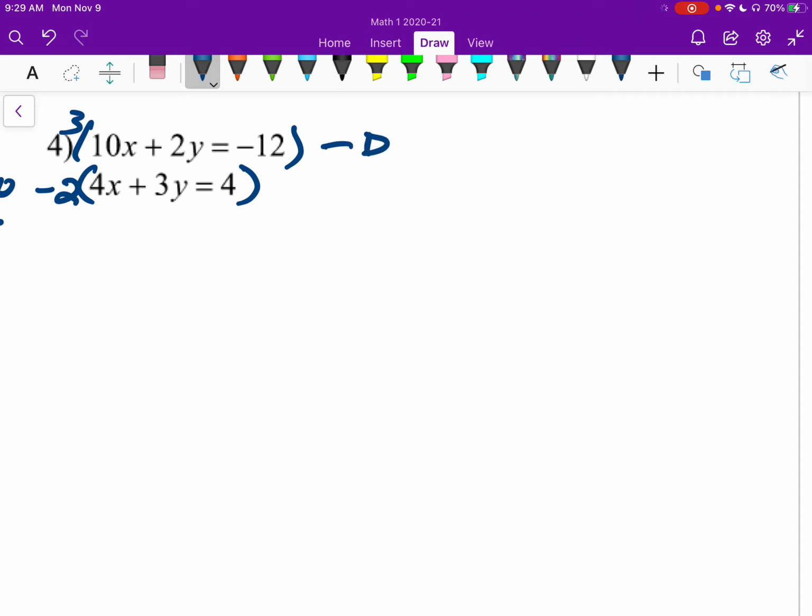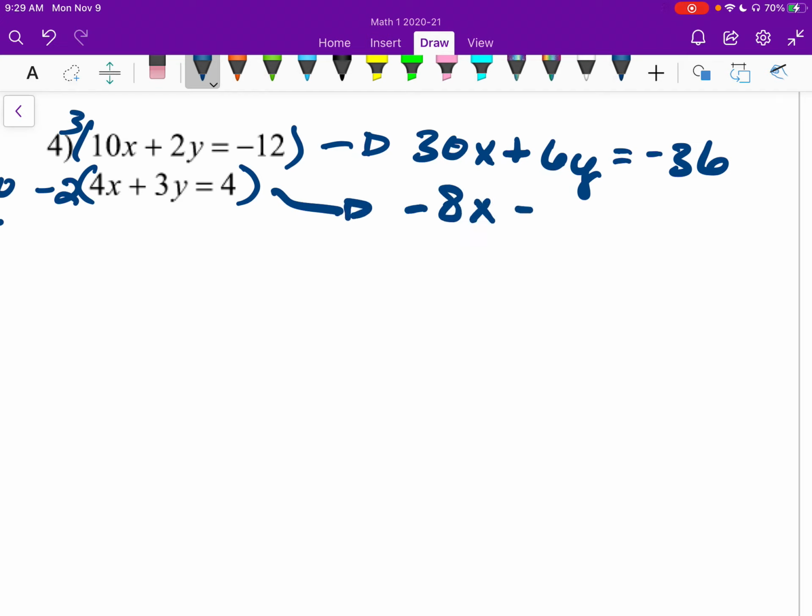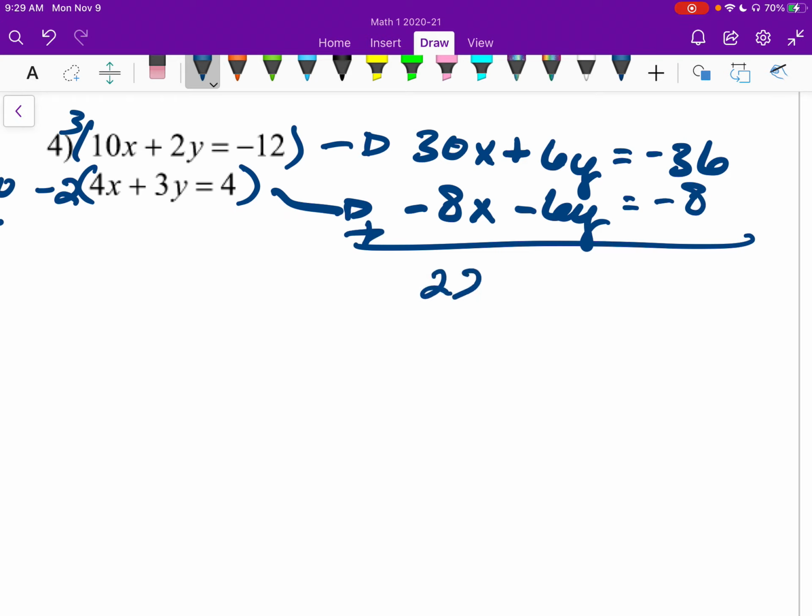So the top one, whenever I multiply by 3, I get 30x plus 6y equals negative 36. The bottom one, whenever I multiply by negative 2, I'm going to get negative 8x minus 6y equals negative 8. I add those guys together. That gives me 22x, and then 0y, I'm just going to leave it off, equals negative 36 minus 8, which gives me negative 44. I divide by 22, and x is going to be negative 2.